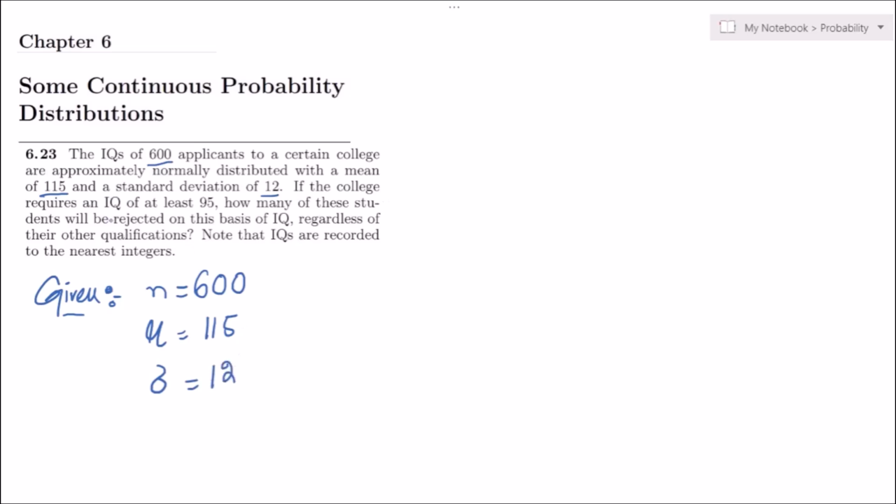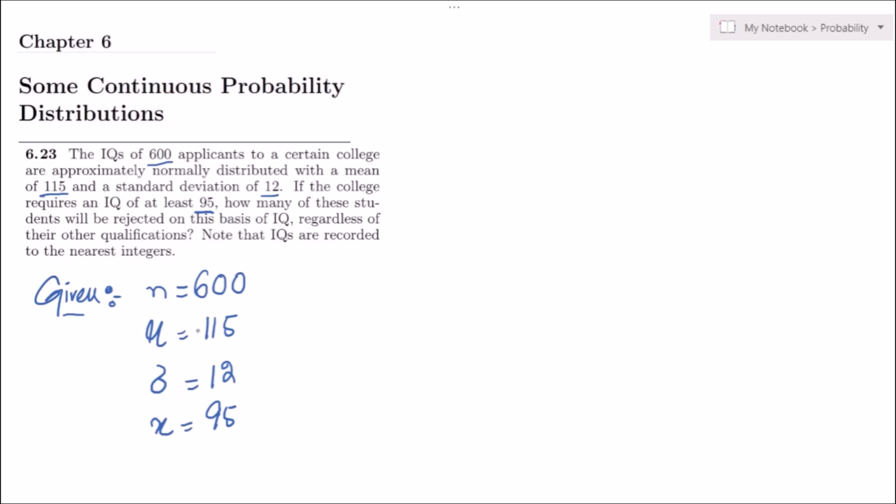If the college requires an IQ of at least 95, how many of these students will be rejected on this basis of IQ regardless of their other qualifications? Note that IQs are recorded to the nearest integers. Here the value of x, which is the threshold, is 95. We want to find out how many students will be rejected on the basis of this criteria.